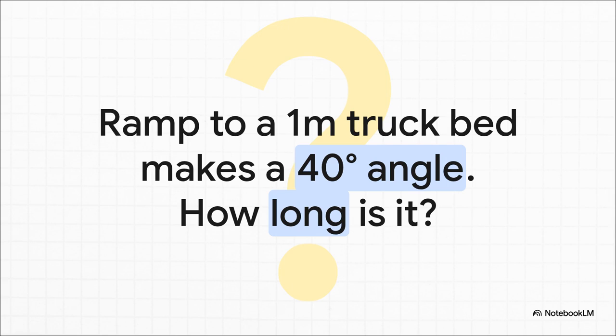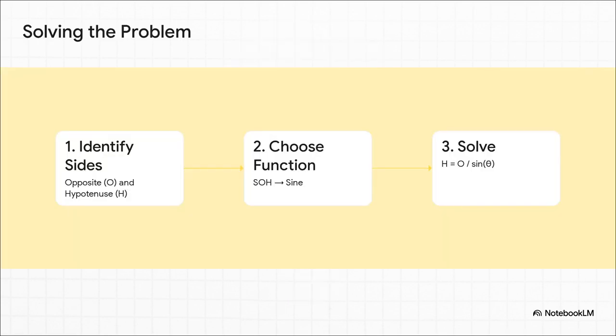Here's a classic physics problem. You've got a truck bed that's 1 meter off the ground. A ramp going up to it makes a 40-degree angle with the ground. The question is, how long is the ramp? So how do we tackle this? First things first, let's identify what we know.